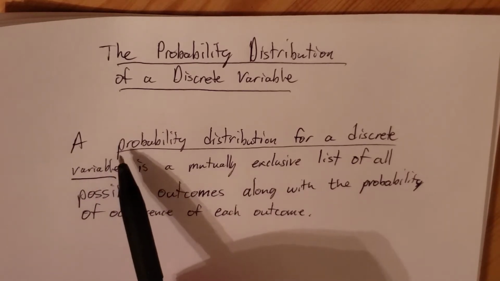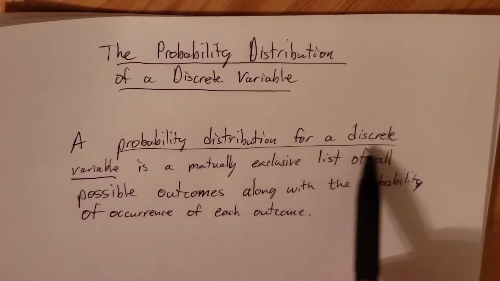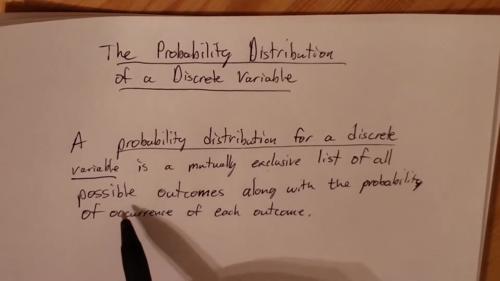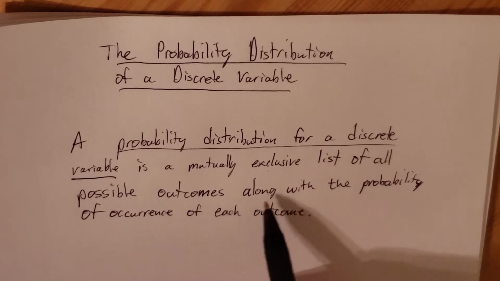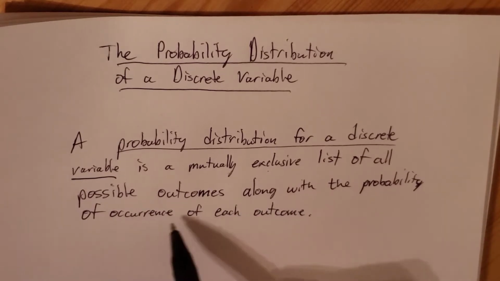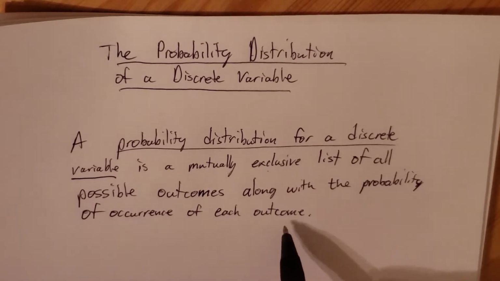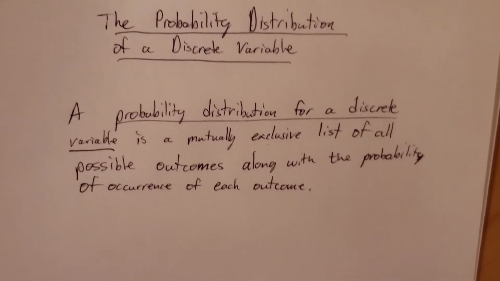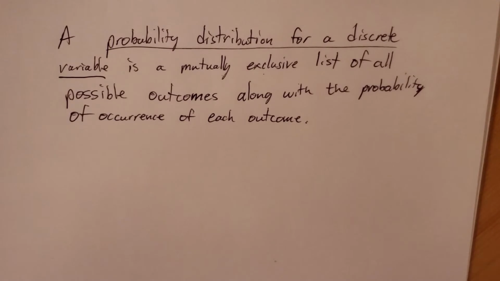But more formally, for the definition here, a probability distribution for a discrete variable is a mutually exclusive list of all possible outcomes along with the probability of occurrence of each outcome. Now let's go ahead and take a look at an example to see what this might imply.